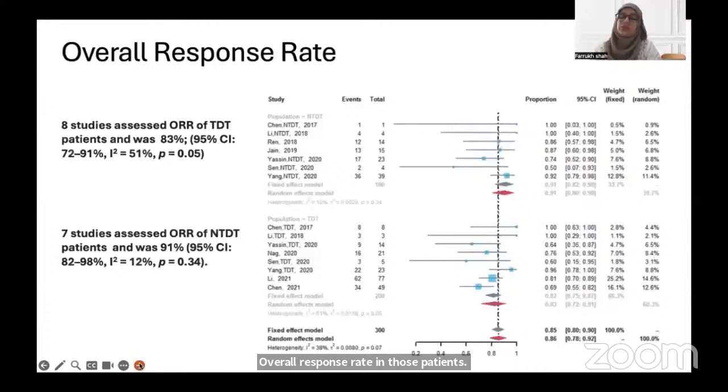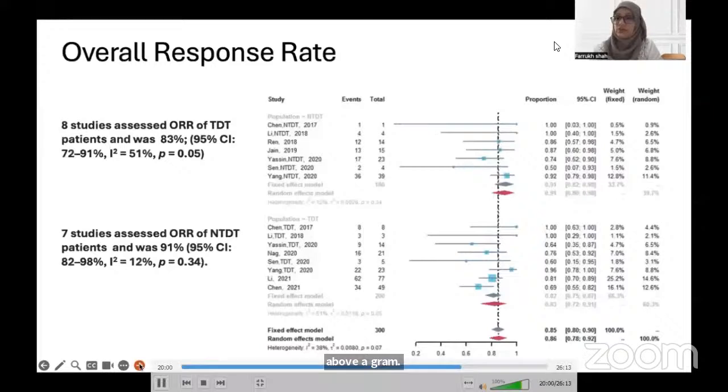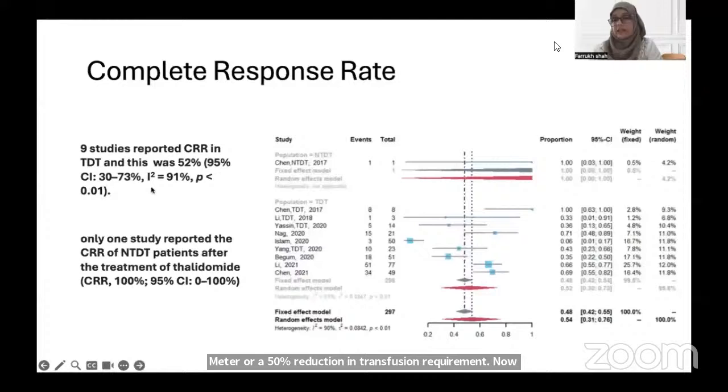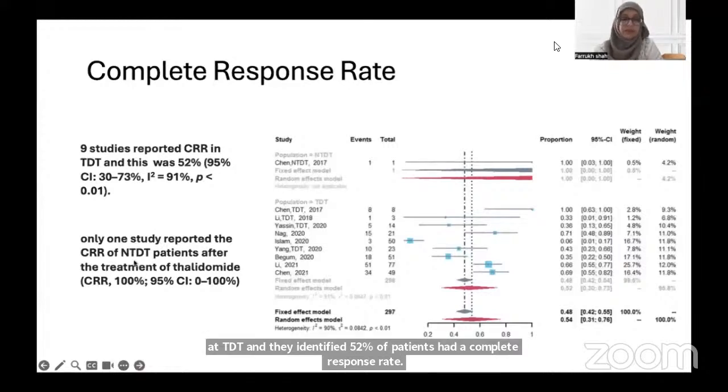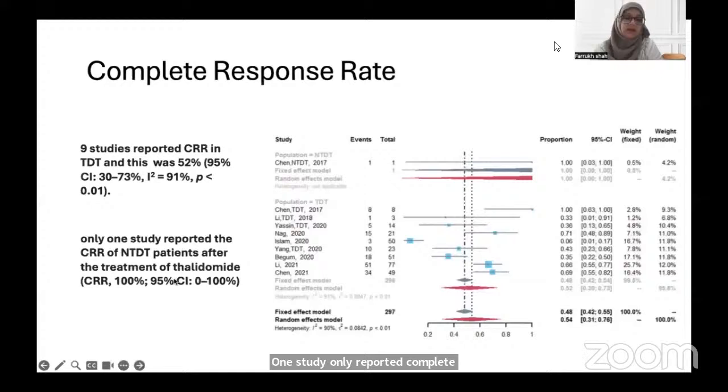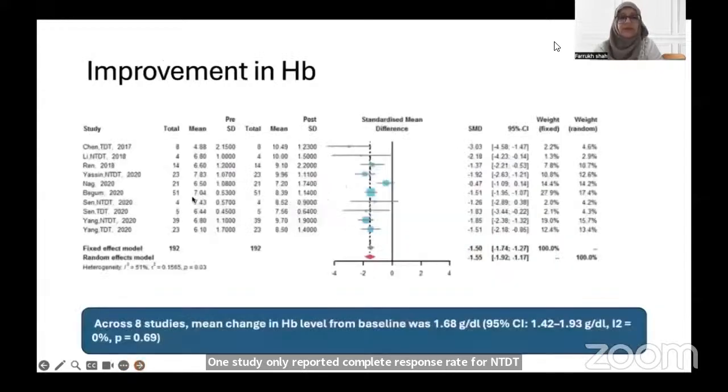And remember, overall response rate is a rise in hemoglobin of above a gram per deciliter, or a 50% reduction in transfusion requirement. Complete response rate is actually being completely transfusion independent, and there were 9 studies looking at TDT, which identified that 52% of patients had a complete response. One study only reported complete response rate for NTDT patients. Now, the improvement in hemoglobin is, I think, something that is really quite important.